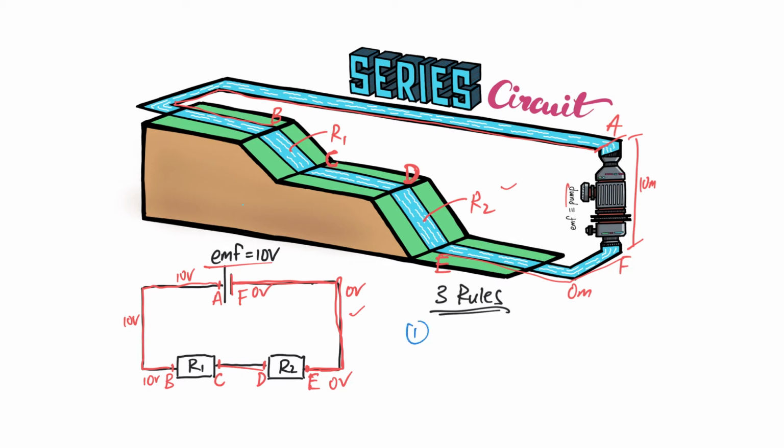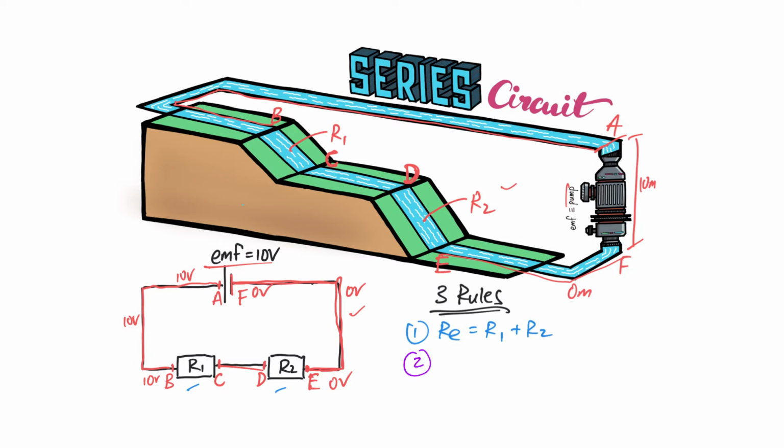Next, let's talk about the first rule, finding the total effective resistance of a series circuit. Now, R1 and R2 are connected in series, they are side by side, and there's only one path in which the current will flow. So to find the total effective resistance, or just total resistance of the whole circuit, basically you just add them up. So R equals R1 plus R2, and it's that simple.